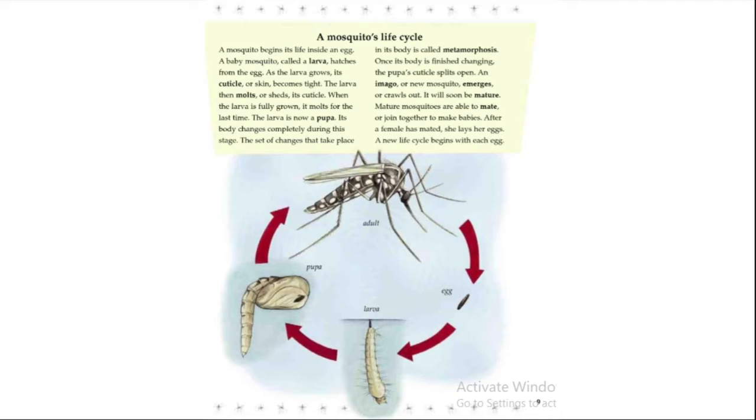Once its body is finished changing, the pupa's cuticle splits open. An imago, or new mosquito, emerges, or crawls out. It will soon be mature. Mature mosquitoes are able to mate, or join together, to make babies. After a female has mated, she lays her eggs. A new life cycle begins with each egg.